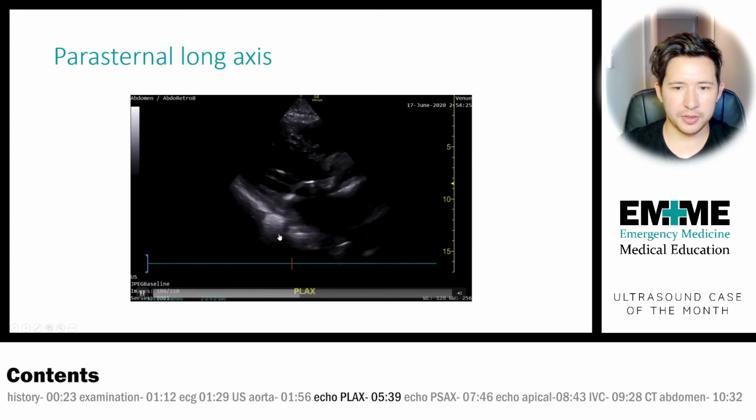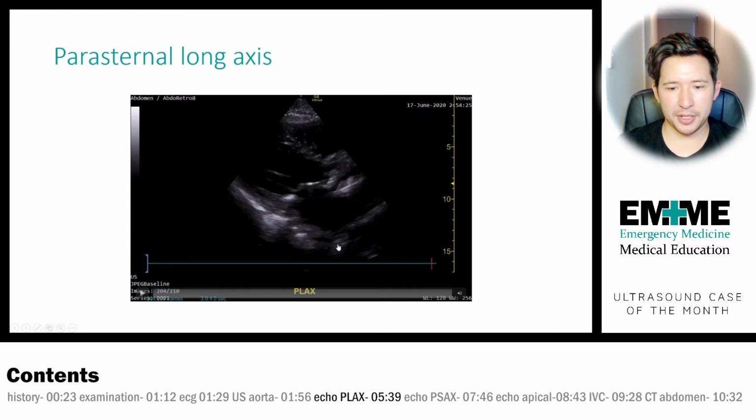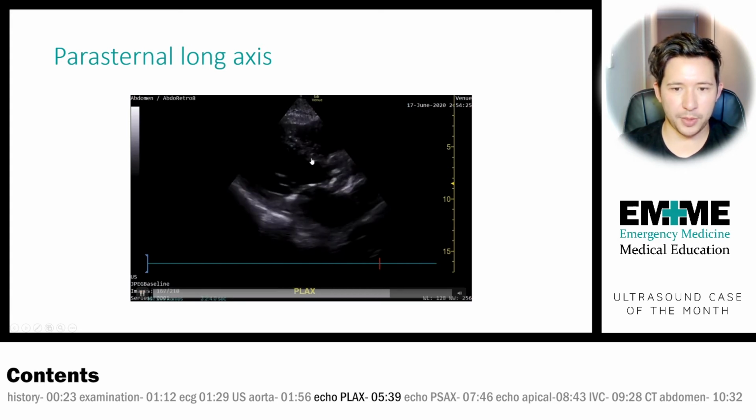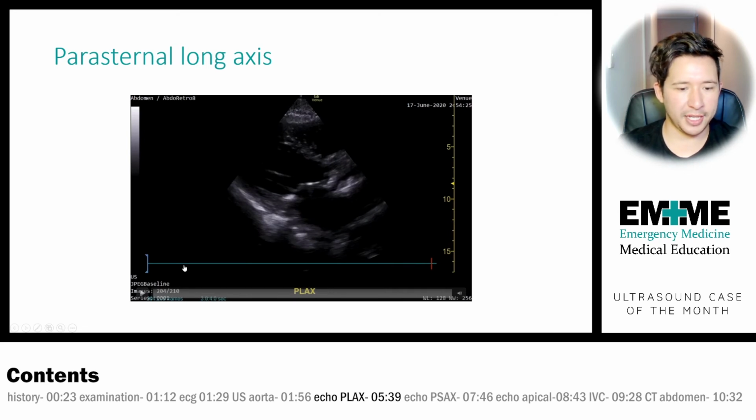So the first thing to say is that we have to have a systematic way of looking at these echoes. So is there a pericardial effusion? No. Is the left ventricle beating well? We don't necessarily have to comment on an exact ejection fraction in the emergency department, but we do want to get an idea of the overall function. And one of the things we're looking at is how well this wall and this wall of the left ventricle are contracting to each other. And it doesn't look like they're contracting very much at all.